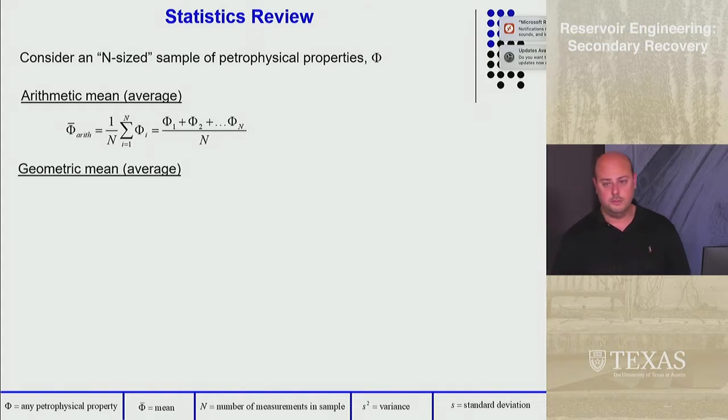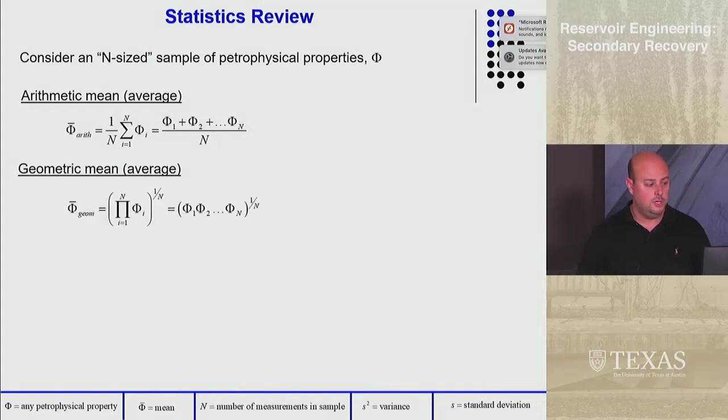Another one is the geometric mean. The geometric mean is, this symbol here is a product, right? Whereas this is a summation. This works just like it, but it's a product. And you multiply all the values, and then you take the nth root of it, okay? So let's say you had a permeability of 2 millidarcies, 5 millidarcies, and 10 millidarcies. Well, you do 2 times 5 times 10 and take the cube root of that to get your average.